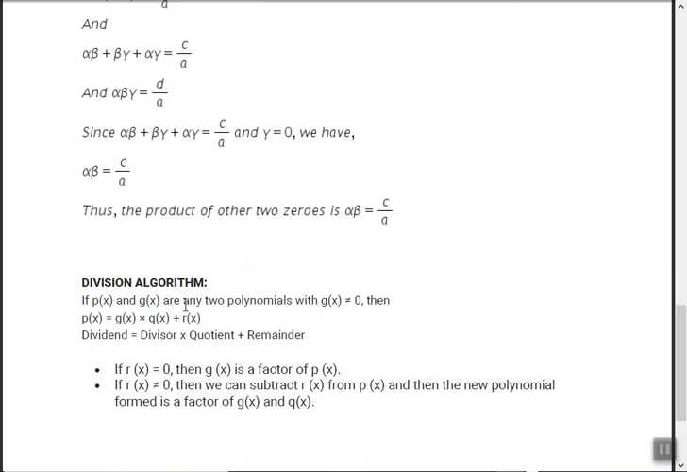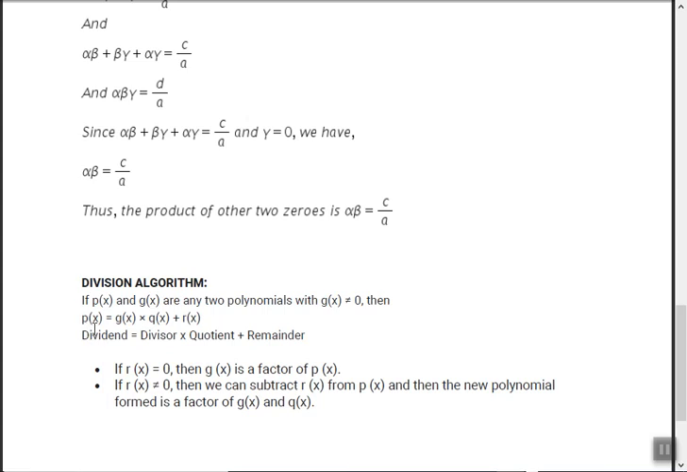So next, division. If px and gx are two polynomials with gx not equal to 0, then px equals gx into qx plus rx. Qx is the quotient, rx is the remainder. Now you'll feel, what is all this px, gx? Nothing. It's very simple. Forget this px, gx.